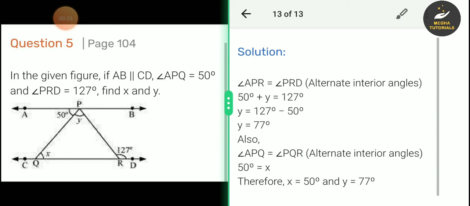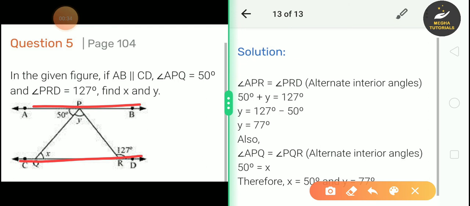Now it is given that AB and CD are parallel and consider PR as transversal. Then we can say that angle APR and angle PRD are alternate opposite angles. From the diagram we can see that angle APR is 50 plus y and angle PRD is 127 degrees. So we'll put this value. So we'll get 50 plus y is equal to 127 degrees. Now using transposition I can get y is equal to 127 minus 50 degrees, which is y is equal to 77 degrees. So we got the value of y.